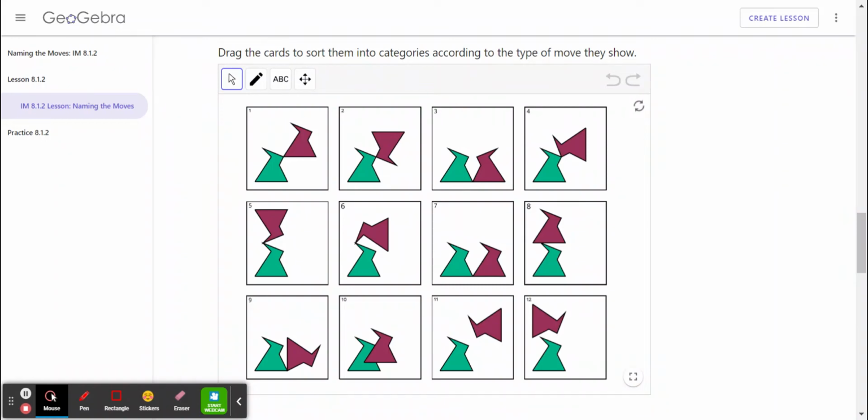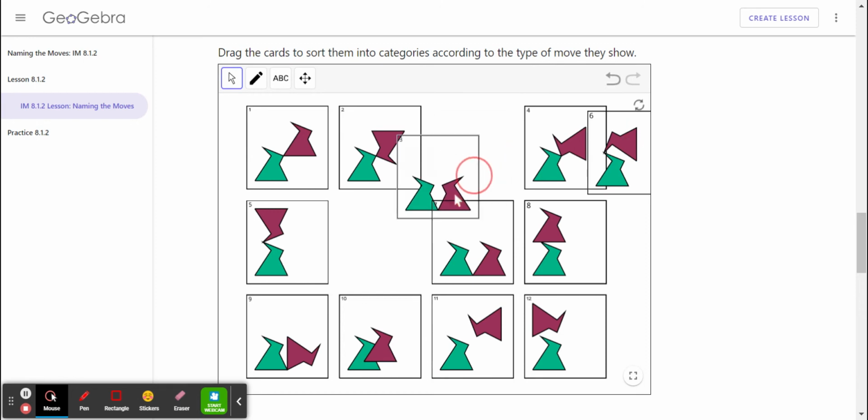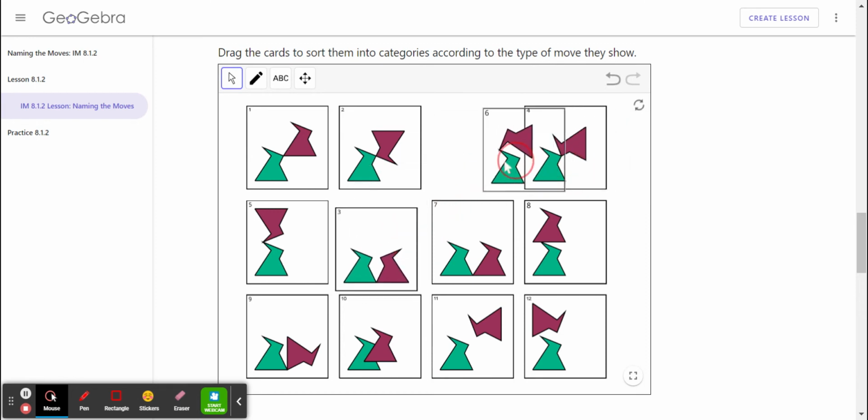Okay, so our next step is activity 3, which looks like this in the GeoGebra practice set. You'll see that you are matching types of moves that are similar. I just want to show you one or two examples. One example is 6 and 4, right? And for 6 and 4, I'm going to move 3 over so that we can look at them closely.